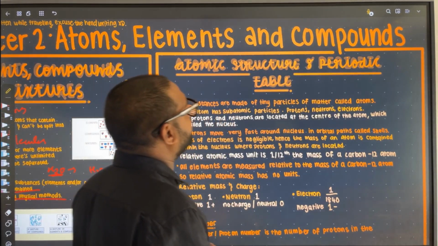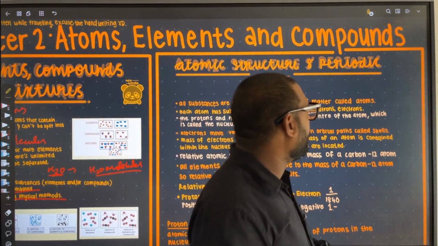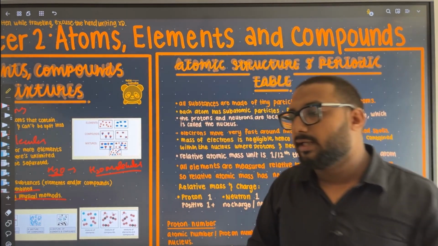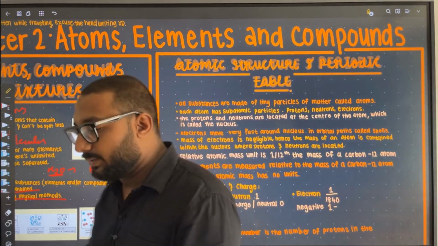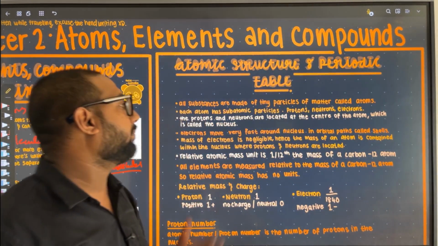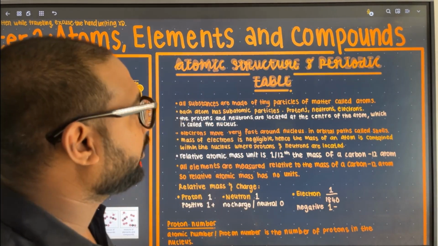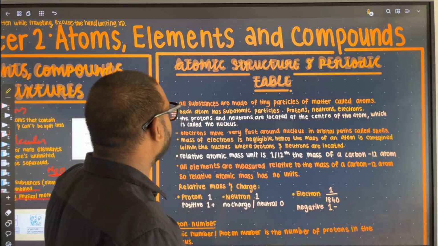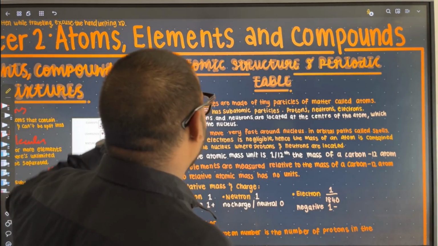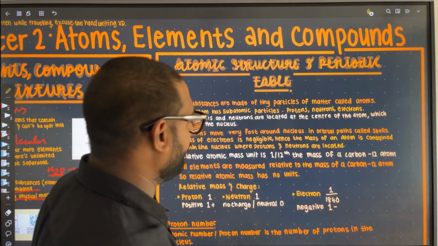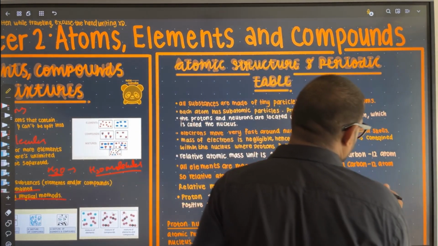Each atom has subatomic particles which are called protons, neutrons and electrons. I think you are familiar with this. But let us look at the structure of the atom.